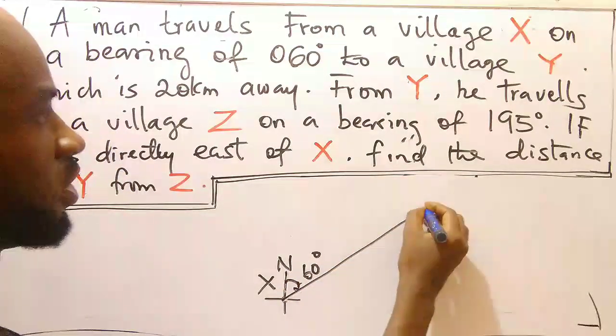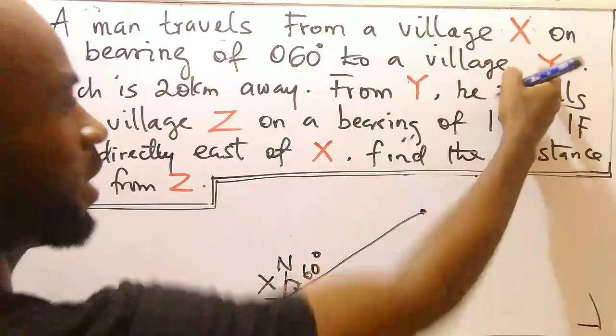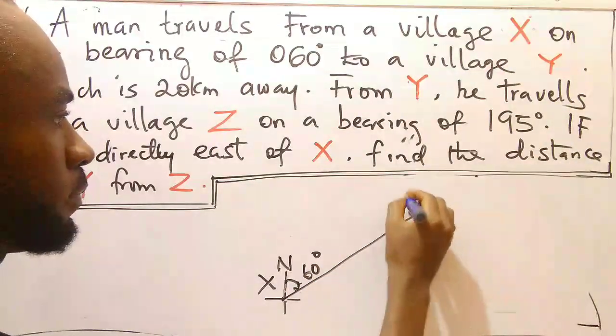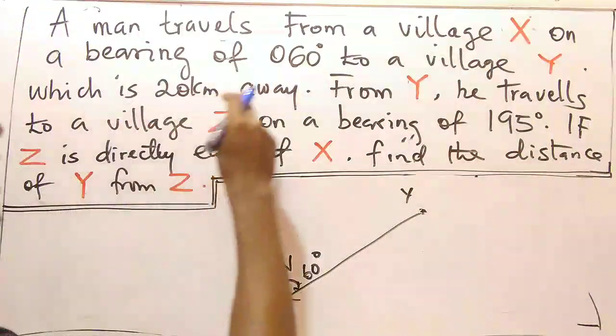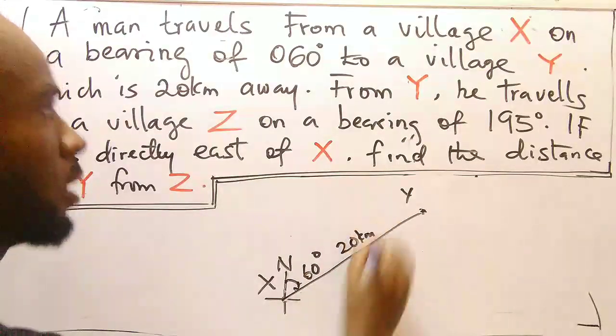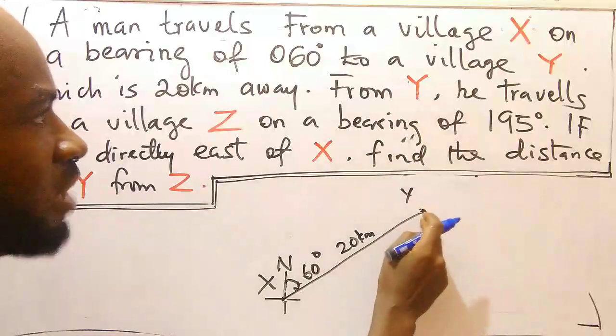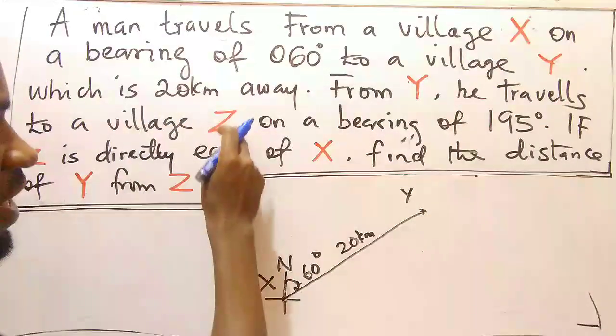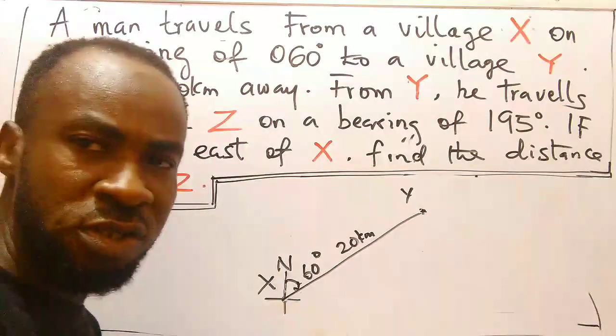He moves to a village Y. So this is point Y now. Point Y is 20 kilometers away, so here is 20. Okay, now from this point Y, he travels to a village Z. So this is a continuation of his journey.